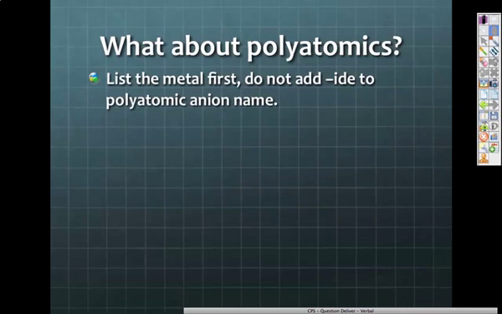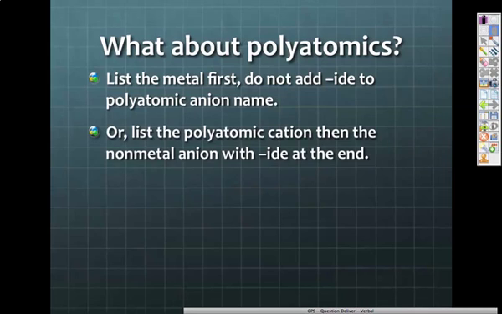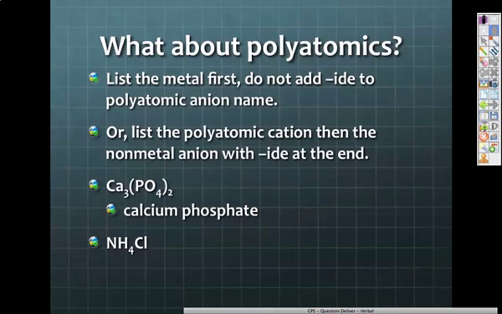Okay, if we have polyatomics, we list the metal first, but we do not add an IDE to the polyatomic anion name. Or we list the polyatomic cation first and then the nonmetal anion with an IDE at the end. So Ca3(PO4)2 would be calcium phosphate, and NH4Cl would be ammonium chloride.